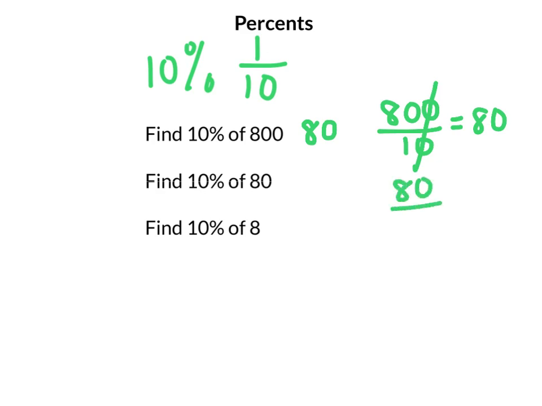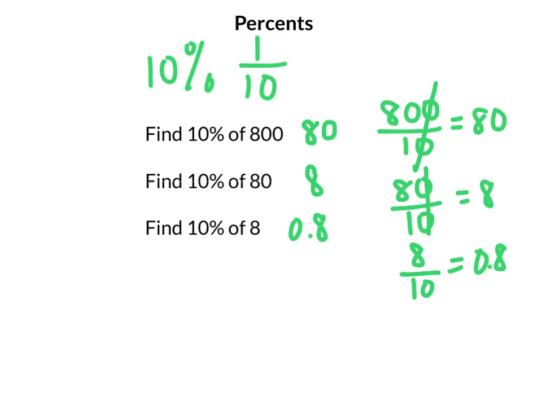10% of 80 is the same as 80 divided by 10, which is 8. 10% of the number 8 is going to be 8 divided by 10, which is the same as 8/10. So notice what happens each time: the decimal point actually moves over one place from where it is at the end of the number when we're finding 10%.